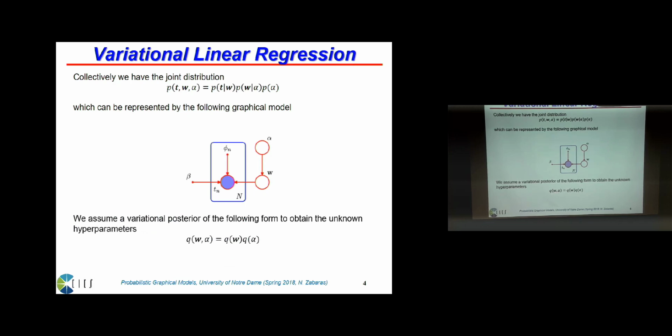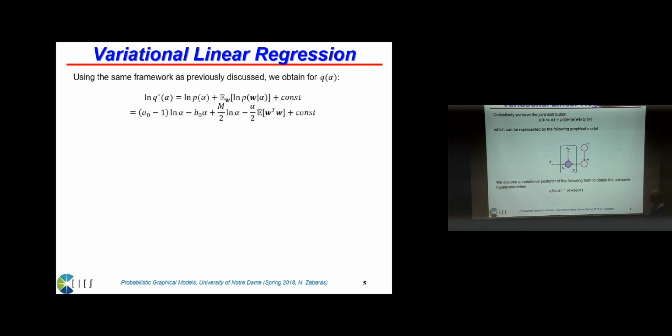We're going to assume that Q of W and alpha factorizes like that: Q of W and alpha is Q of W times Q of alpha. We don't really have knowledge of the exact solution. We pretend we never read the books, so we have no idea what these distributions will be. Standard formula: you can kill it to death, but only if you try to do it by hand. Otherwise, looking at it means nothing.